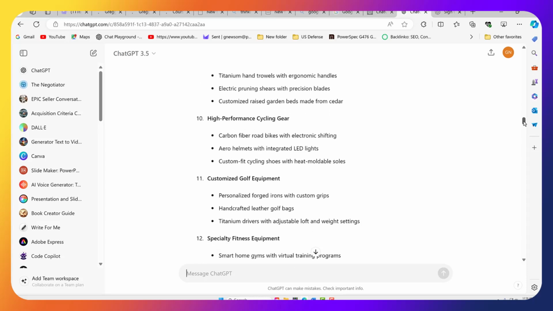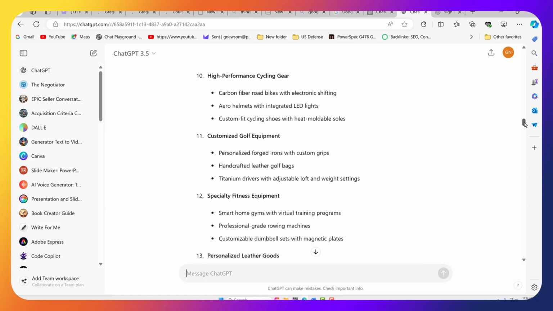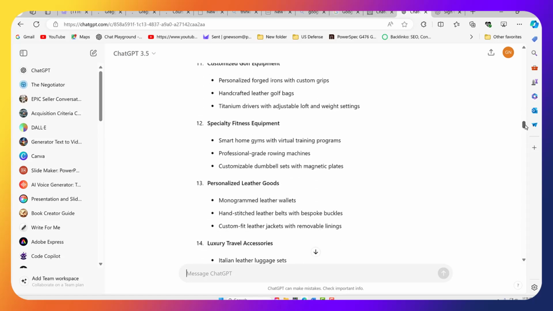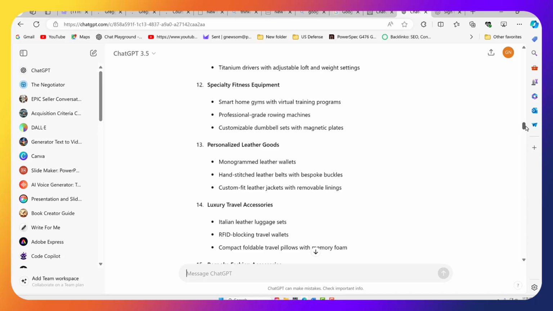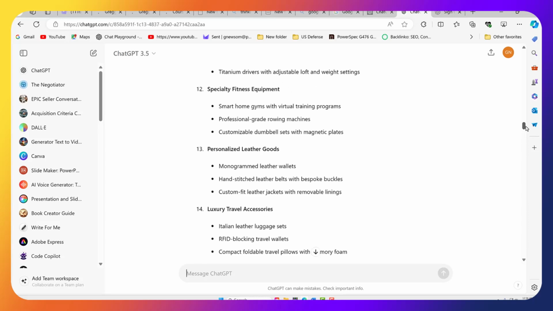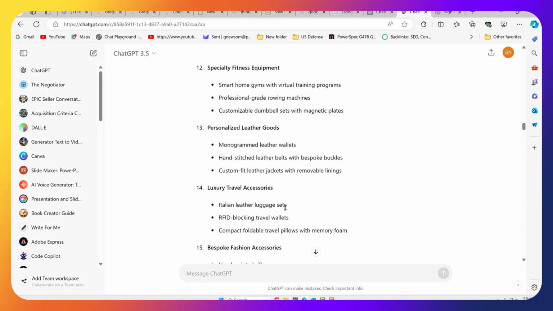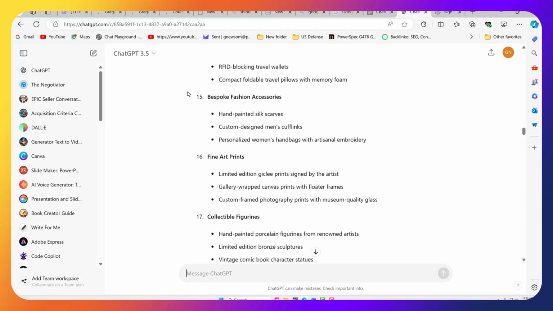The performance cycle, anything bicycle, indoor or outdoors, is excellent. Golf, excellent. Number 12 is good. Fitness, excellent for sure. These are all good. Travel, definitely all these are good. This word bespoken, someday I'm going to figure out what that means, but these are all good.